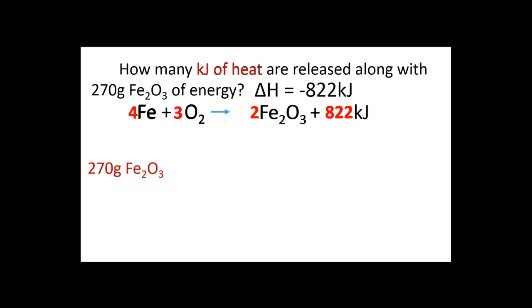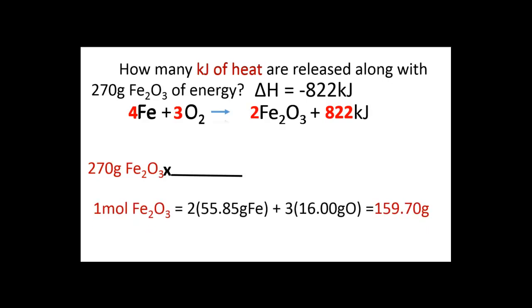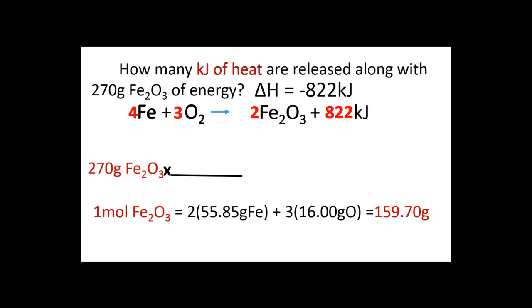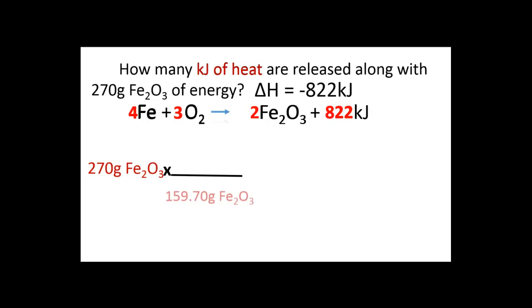Since we want to use the mole to kilojoule ratio from the equation, we need to convert our grams to moles. In order to convert grams to moles, we need the molar mass. 1 mole of iron 3 oxide has 2 moles of iron atoms and 3 moles of oxygen atoms. So we would add up the mass of 2 moles of iron atoms to 3 moles of oxygen atoms and get a molar mass of 159.7 grams. We would put that then into our mole ratio. Remember, the molar mass is the grams equal to 1 mole of a substance. Be careful not to use the coefficients from the balanced equation here yet. And we have now factored out grams and converted it to moles.